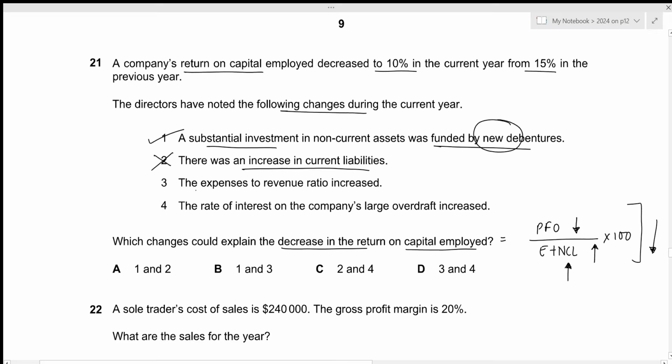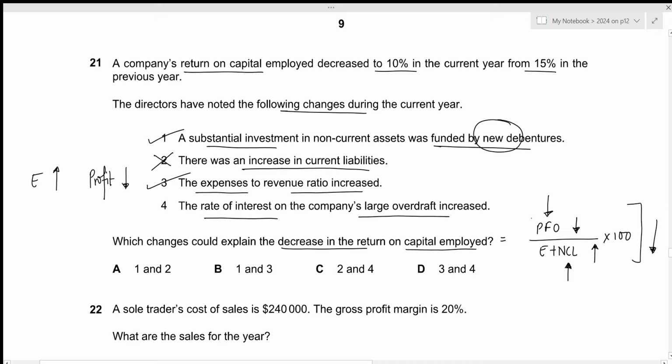The third one is that the expenses to revenue ratio increased. Okay, so if the expenses are substantially higher as compared to the revenue, then it means that the profit will decrease if the expenses are higher. And in this case, we're talking about profit from operations decreasing. So this matches the criteria which could explain the decrease in the return on capital employed. So 3 is correct.